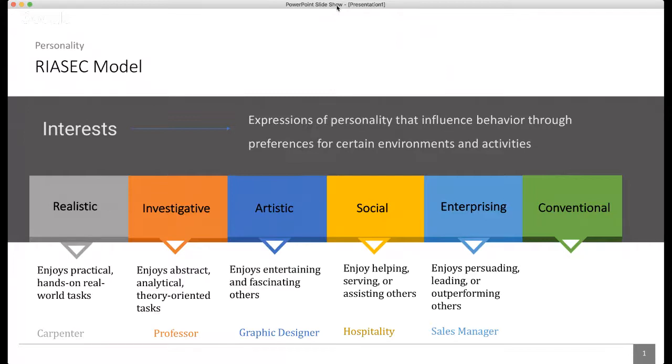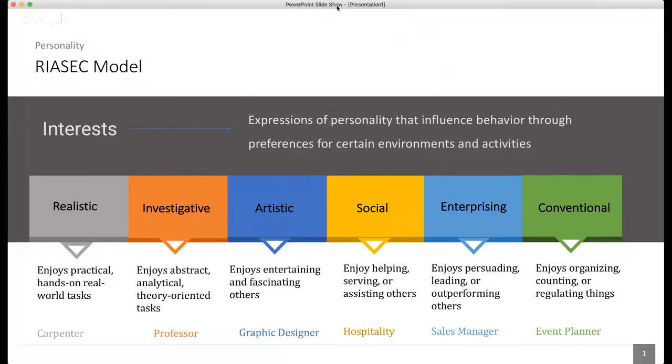And then lastly, we have conventional. And conventional are for individuals that like organizing, counting, or regulating things. An example might be an event planner. You might also have an accountant, you could have an administrative assistant, anybody who's good at taking information and organizing it, and making sure that things have order.